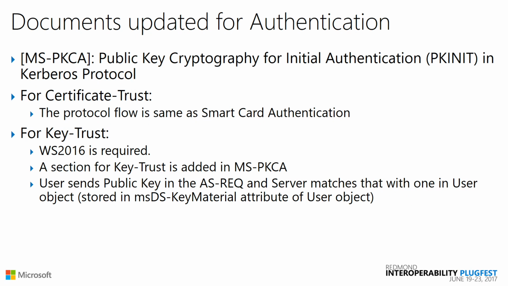For the certificate trust, no change is needed, since smart cards have been in existence for quite some time now, and we support smart card authentication, which basically does the certificate authentication. For the key trust, Windows Server 2016 is required. The older domain controller will not have any concept of dealing with just the public key instead of the certificate. A section for key trust is added in this document, as I mentioned. The user sends the public key in the AS request, and the server matches that with the one in the user object, which is stored in the attribute msDS-KeyMaterial.